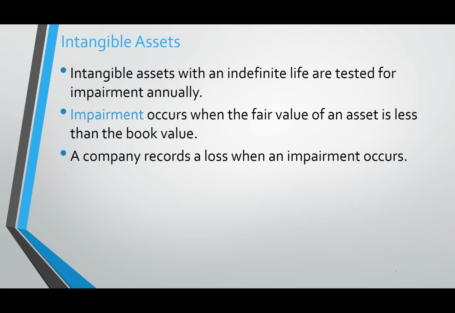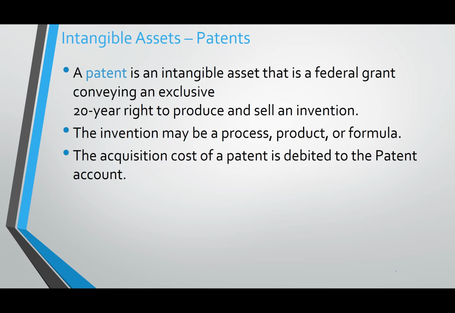Let's look at a couple specifics here. Patents: basically that's a federal grant conveying an exclusive 20-year right to produce and sell an invention. And an invention could be a process, product, or formula. You would have a separate patent account, and I'll just write that as a T account here. You can see you'd have patent, and this would be an asset. It would just have a regular debit balance that we would normally see an asset account have. So you would just debit that when you acquired the patent.